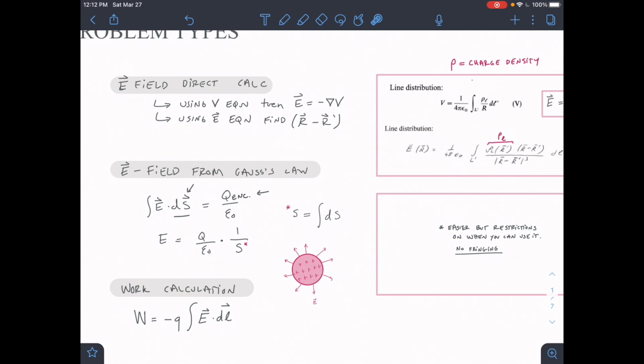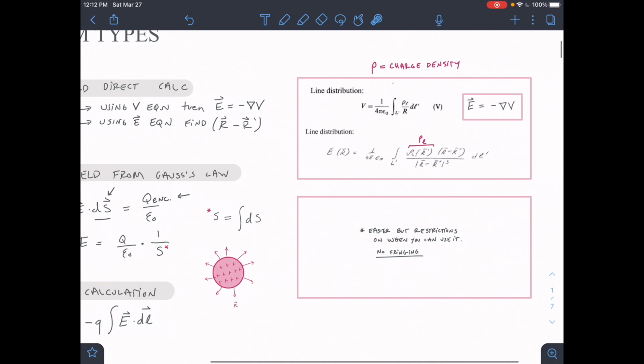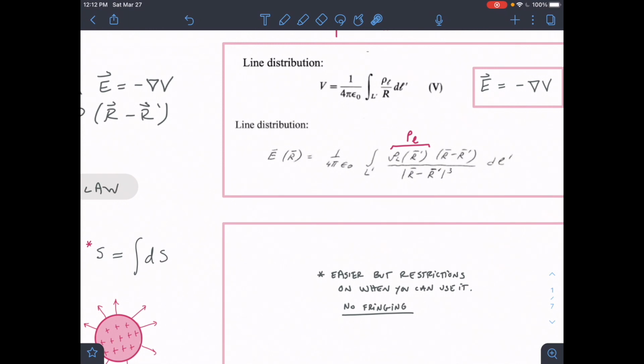Okay, so first off, looking at direct calculation, there are two different approaches you can take. Sometimes it's easier to use the equation for potential or voltage and then take the negative gradient of the voltage to find your E field. Just for reference, here is an example voltage equation, and this is from a line distribution. In this section, we're going to see charged lines, charged surfaces, and charged volumes. The subscripts you'll see for those are L, S, and V. So the L's here mean we're dealing with a line distribution, so voltage due to a charged line.